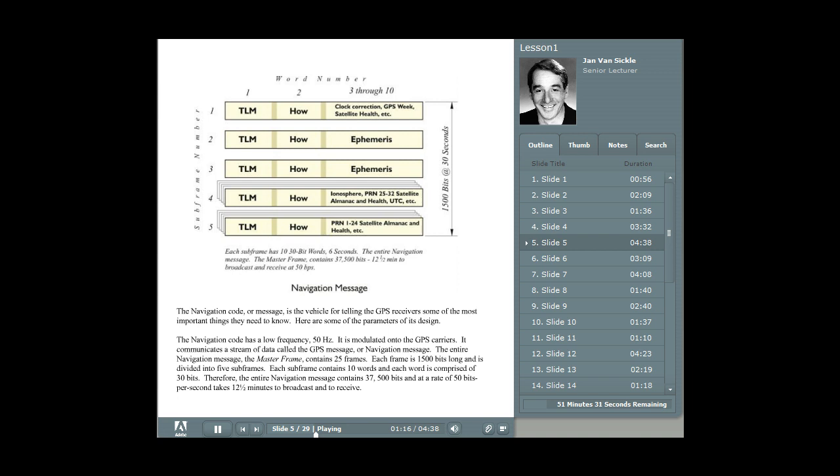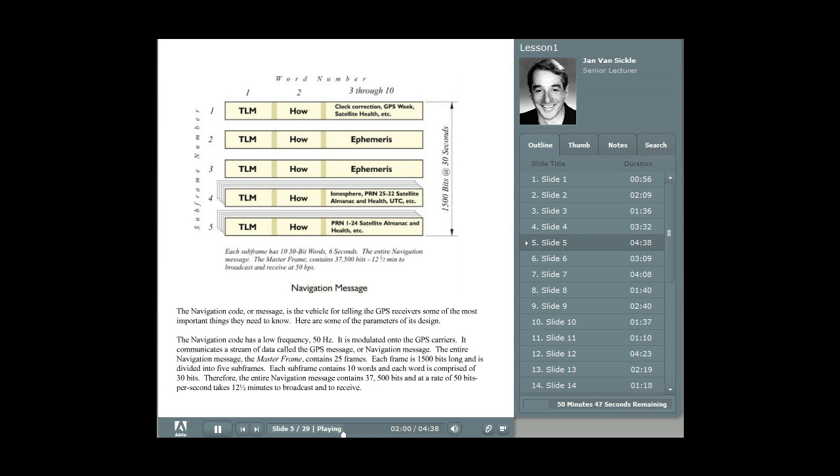Now there's a blurb here about the navigation message. There are 10 30-bit words, 6 seconds. The entire navigation message contains 37,500 bits and so on. Perhaps it is important to take a look that 12.5 minutes to broadcast and receive at 50 bits per second is the amount of time that it takes to acquire the entire navigation message from a cold boot with a GPS receiver. In other words, it's not instantaneous. It does take a bit of time for the receiver to update its navigation message. This is an important piece of information we'll be talking about a little bit later.